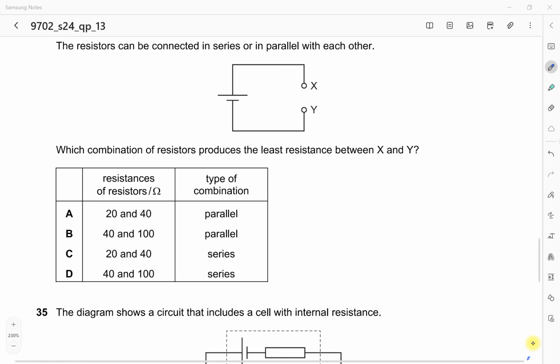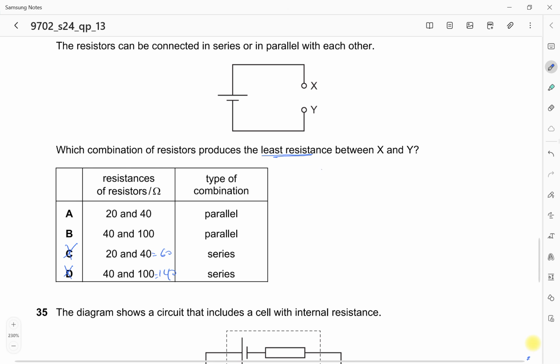Which combination of resistors produces the least resistance between X and Y? Of course, the smallest resistances go to when resistors are in parallel. So we first eliminate in series, because in series we sum them up, because this will give us 60, this would give us 140. So we remain within parallel.